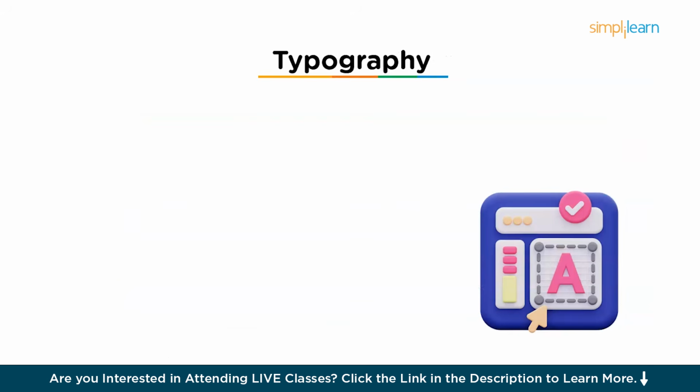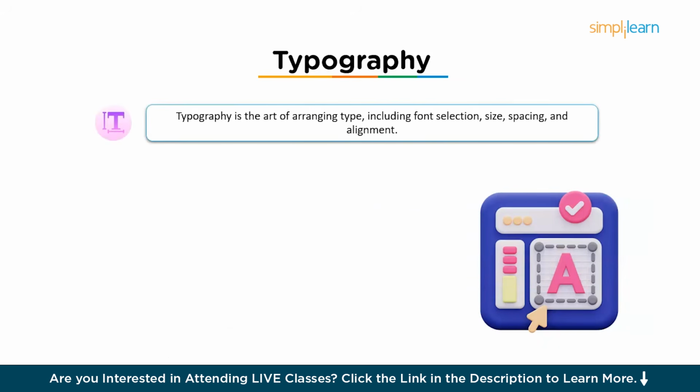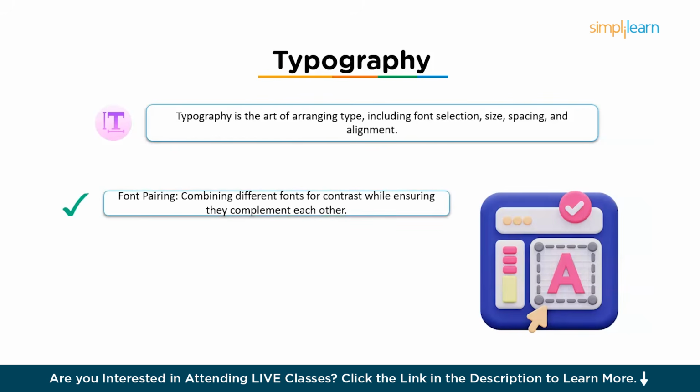Now let's move on to typography. Typography is the art of arranging type, including the font selection, size, spacing and alignment. It plays a key role in creating a readable and visually cohesive design. There are some key concepts here. Font pairing: combining different fonts for contrast while ensuring they complement each other.